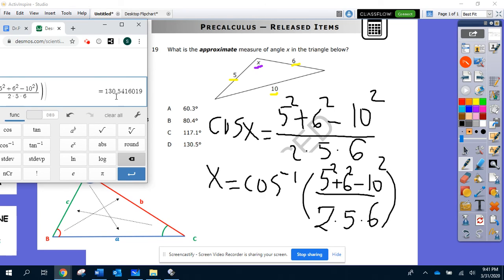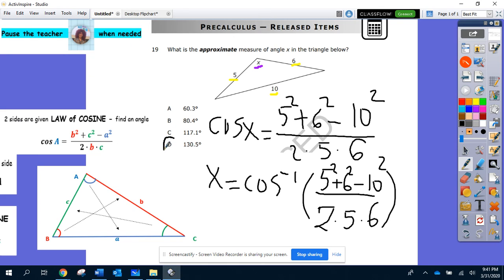So you want to approximate to the nearest tenth. So our approximation will be 130.5. So your answer will be D.